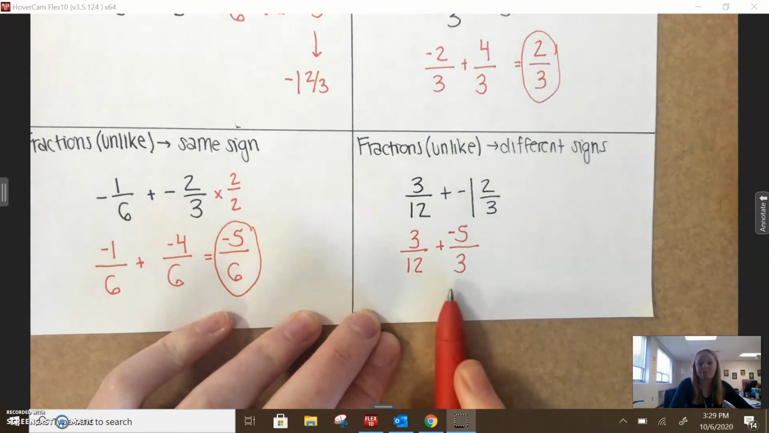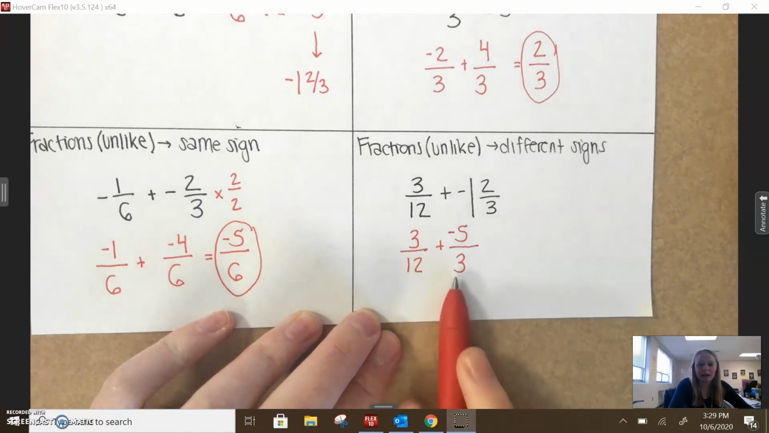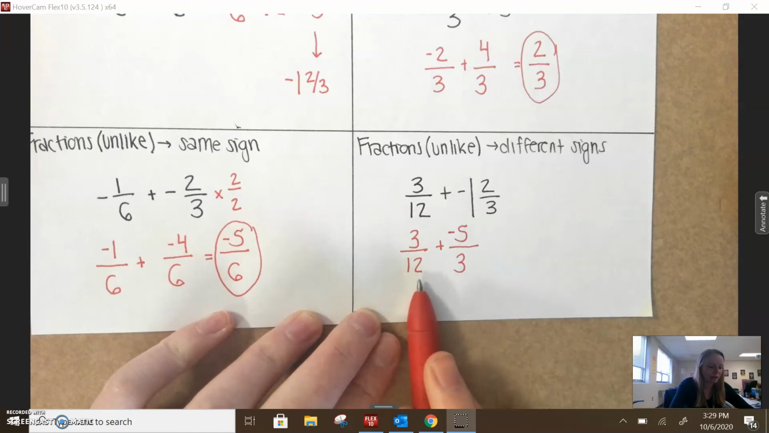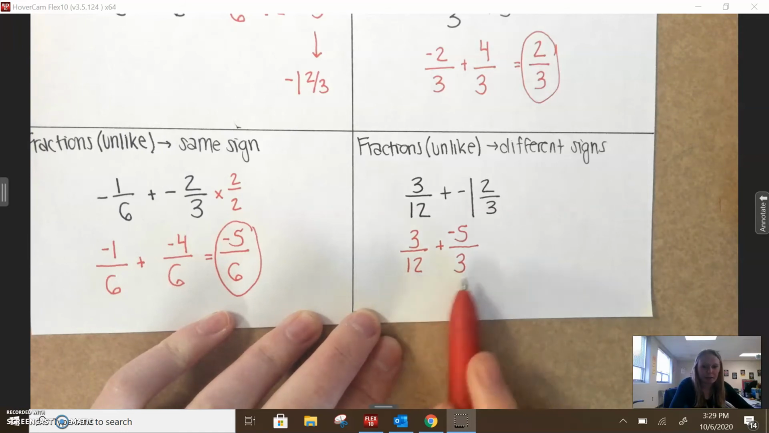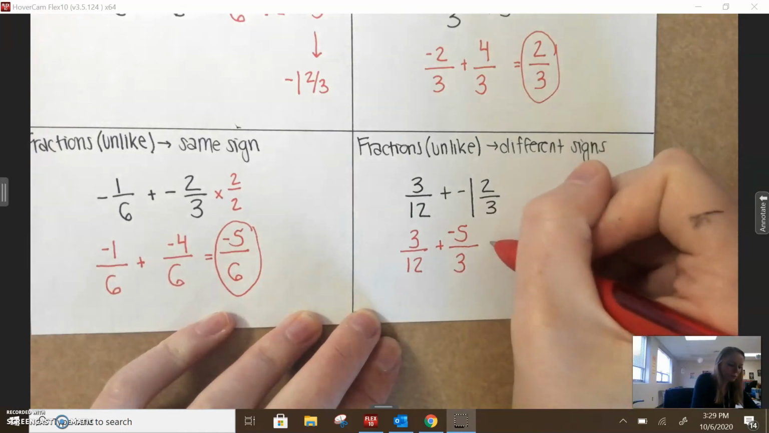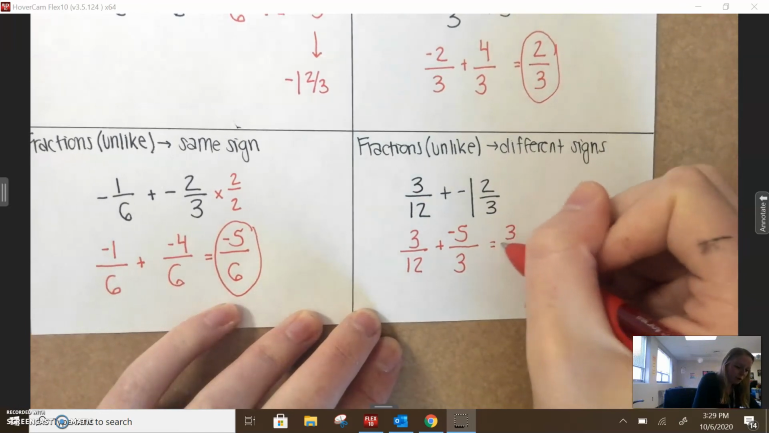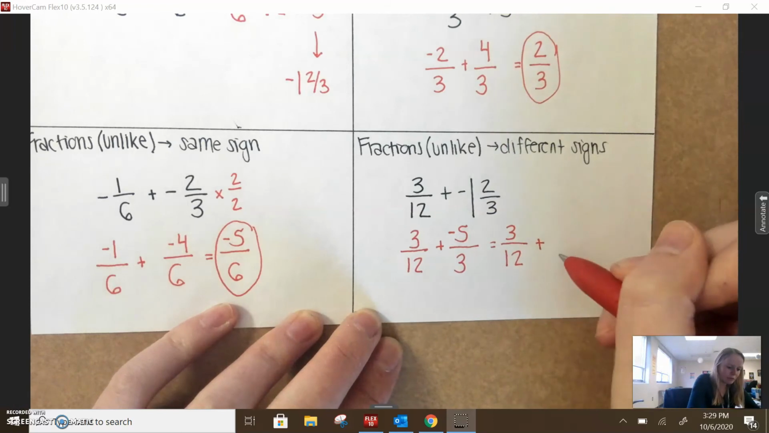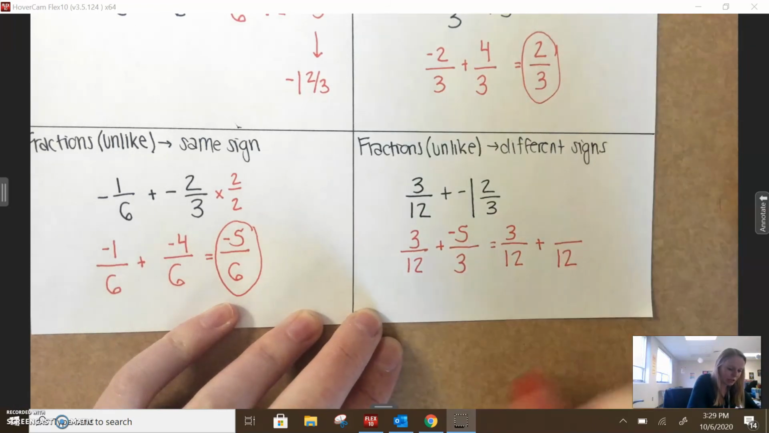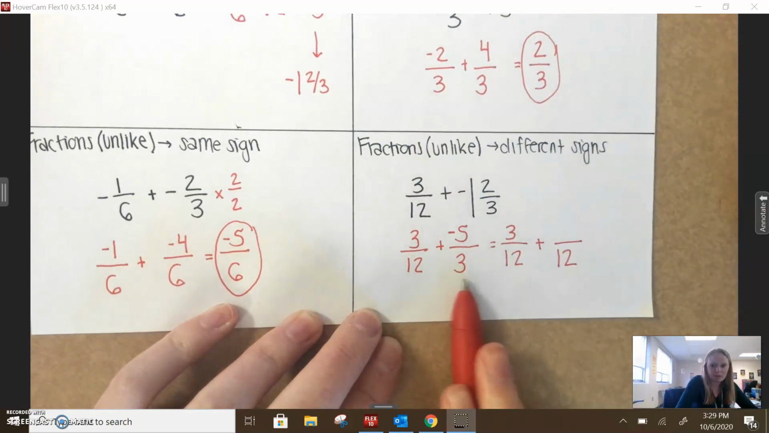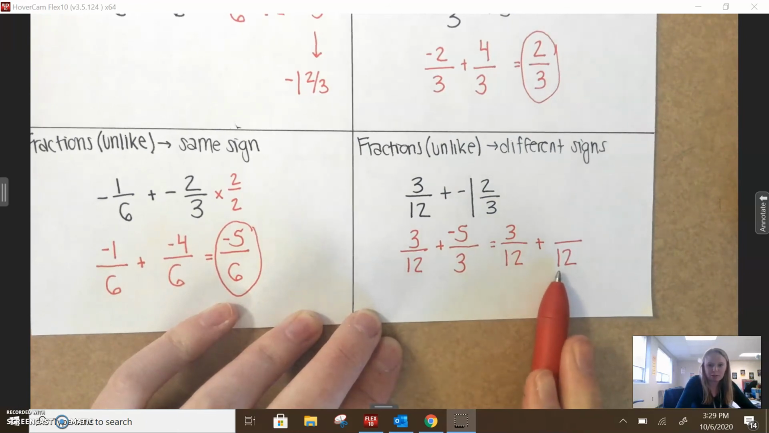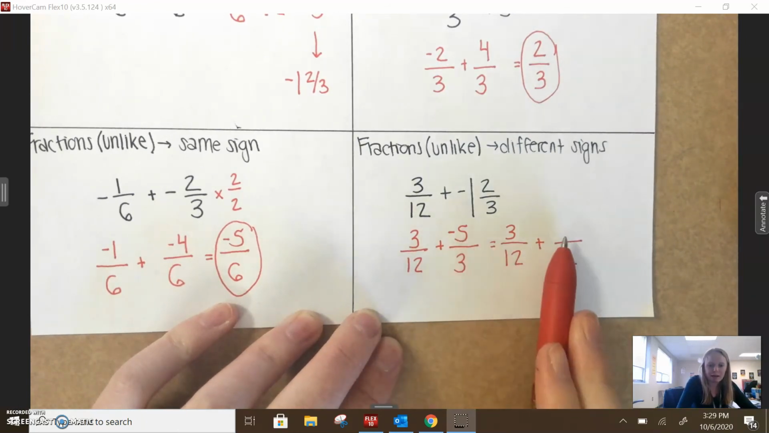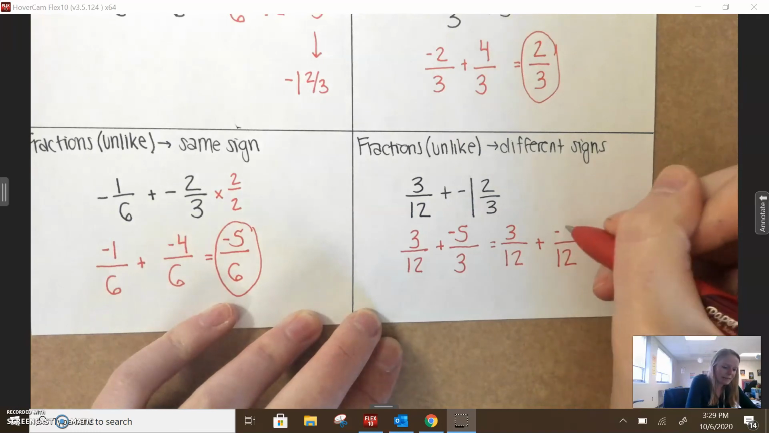So now that I've made this an improper fraction, I can look at this, and I can't add yet because I don't have the common denominator. So the common denominator here, between 12 and 3, is going to be 12. That means the first number will still be 3/12. The second number is going to have to change. If I'm going to change this 3 into a 12, I'm really multiplying it by 4. So -5 times 4 gives me -20.